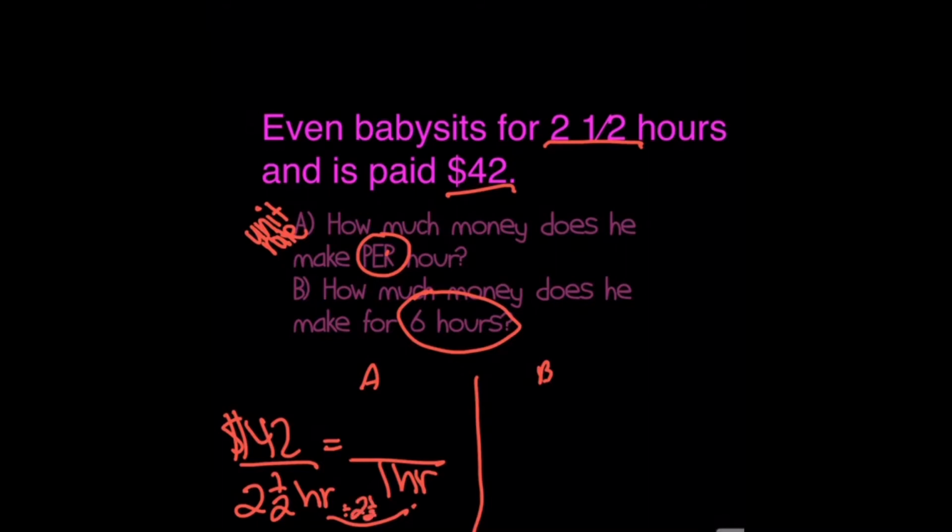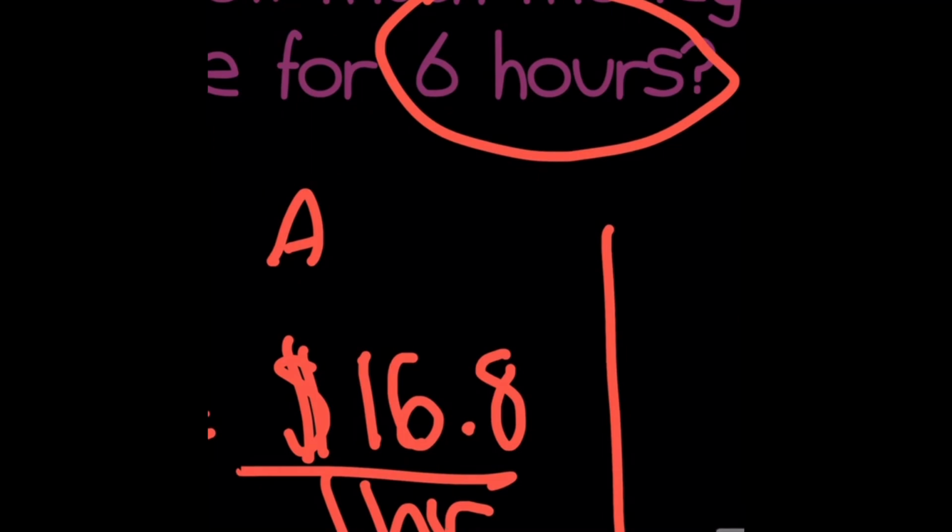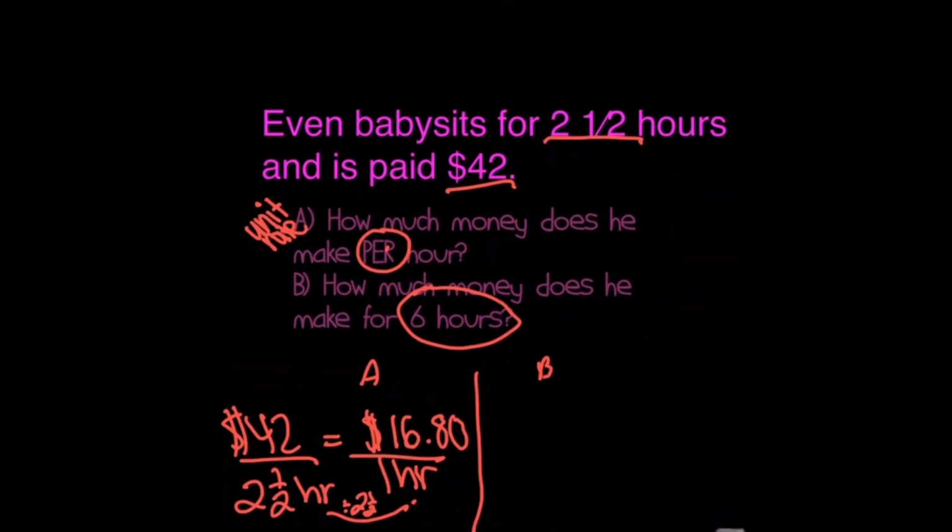by 2.5. And when you do 42 divided by 2.5, you're going to get $16.8. However, I would not leave it like this, because money is not written in tenths. You have to put the 0, like this: $16.80. This is how money is actually written. You don't put 0.8, right? It's 0.80. So that's that.